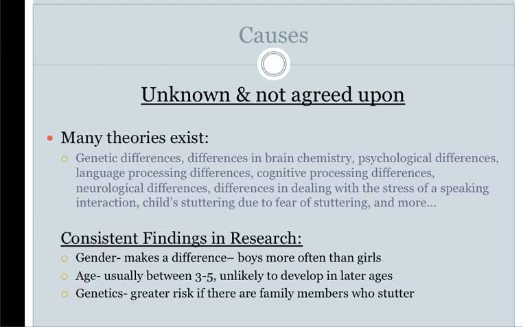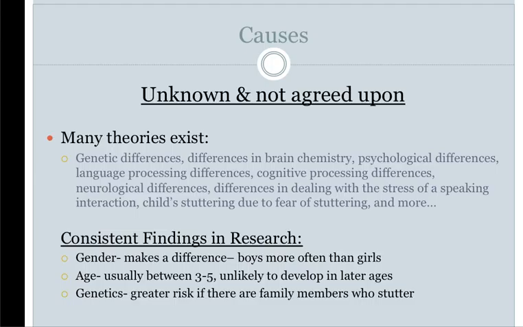There are many theories out there, including the influence of genetic differences, differences in brain chemistry, psychological differences, language processing differences, cognitive processing differences, neurological differences, differences in how the child deals with the stress of speaking, and differences in the child. They might be more fearful of stuttering or more aware of disfluent moments.